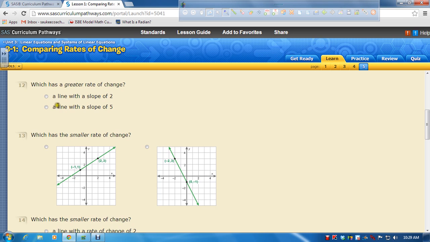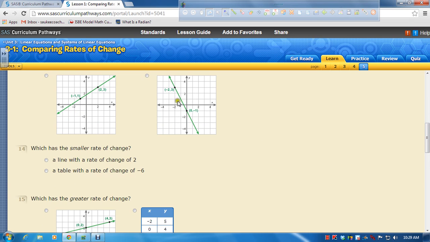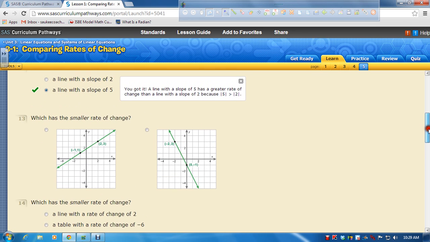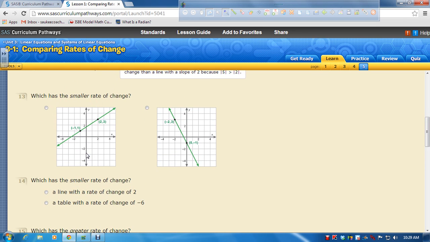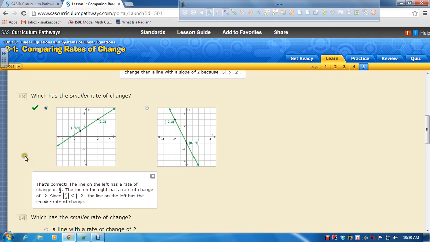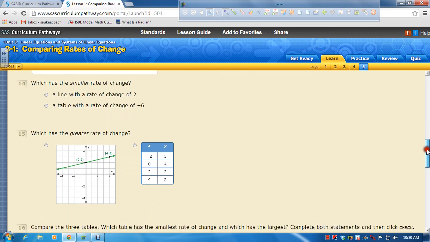Let's look at these real quick. Which has a greater rate of change, a line with a slope of 2 or a line with a slope of 5? Well, that one's pretty obvious. The greater rate of change or more severe slope would be the slope of 5. Now, which has a smaller rate of change? Again, remember, we don't technically have to find the exact rate of change, even though we could find the slope pretty easily by counting here. But we can pretty much just look at these, right? Which one has a more severe slope? This one is pretty obviously more severe than this, so the smaller rate of change would be here. So you can look at these visually as well.